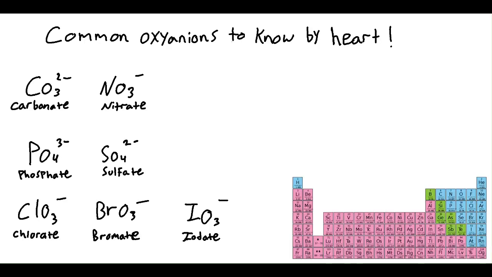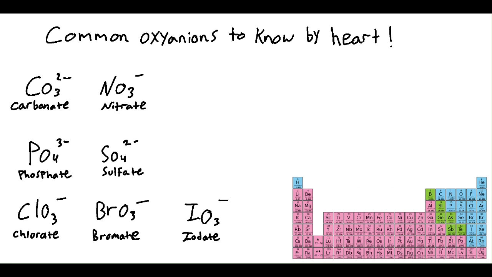Here are the 7 common oxyanions that I would know by heart for any chemistry class. We have carbonate, nitrate, phosphate, sulfate, chlorate, bromate, and iodate. Knowing these common oxyanions by heart will be very beneficial. It might be daunting at first to memorize all the numbers associated with these common oxyanions, but here are some patterns and tricks to help you memorize these.